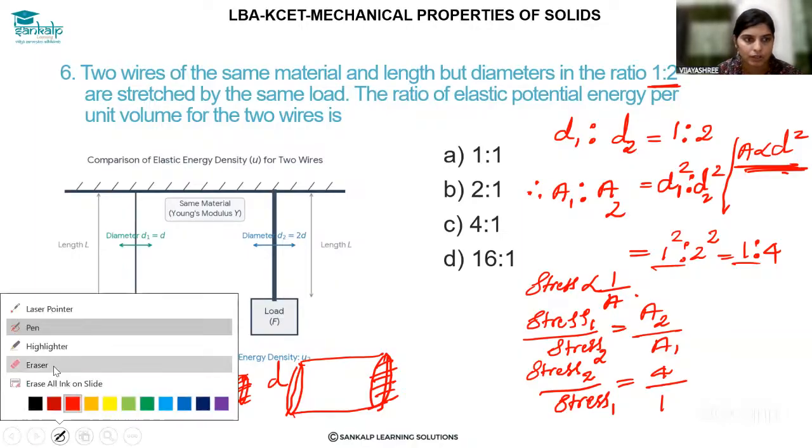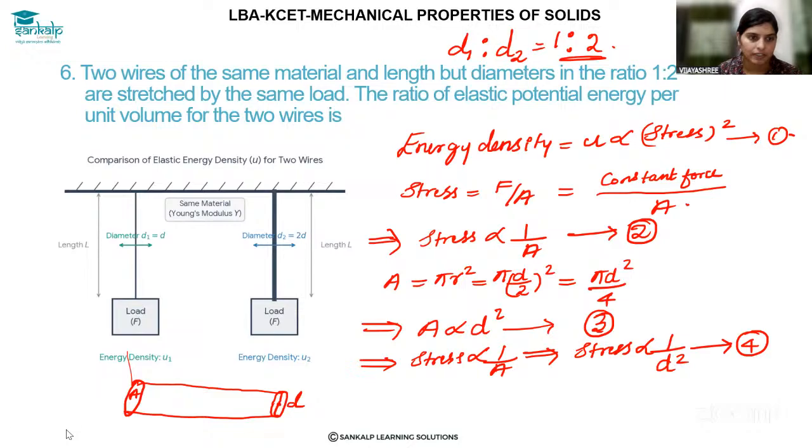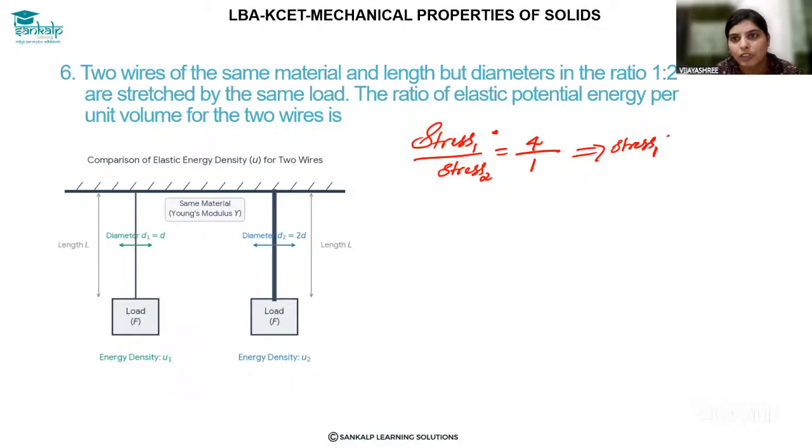It should be stress 1, right? Okay, I am going to take the next slide. Therefore, what we have determined: stress 1 divided by stress 2 is equal to 4 is to 1, which implies stress 1 is to stress 2 equal to 4 is to 1, correct?